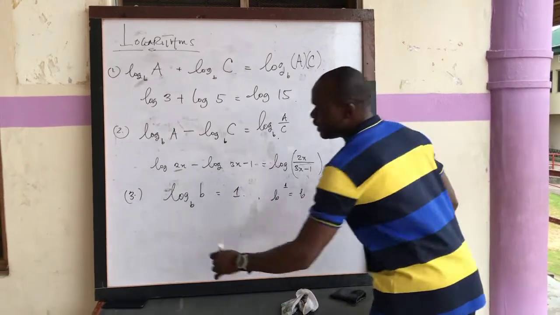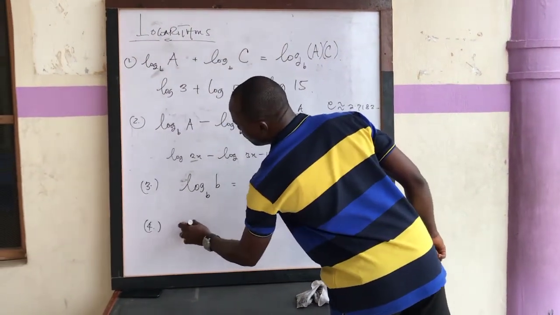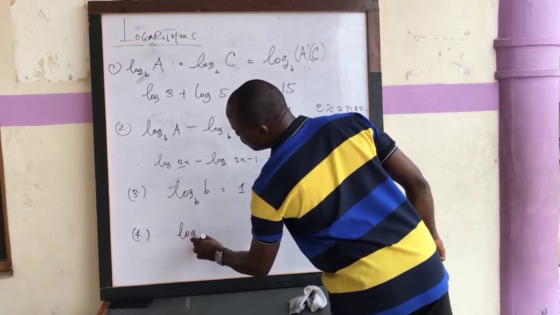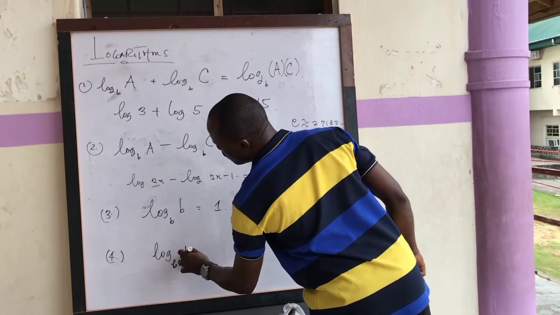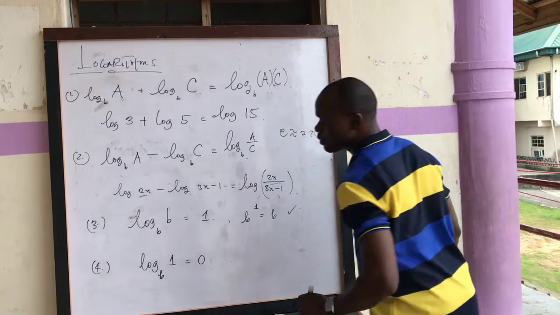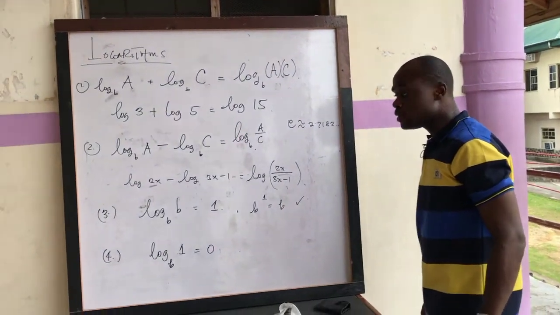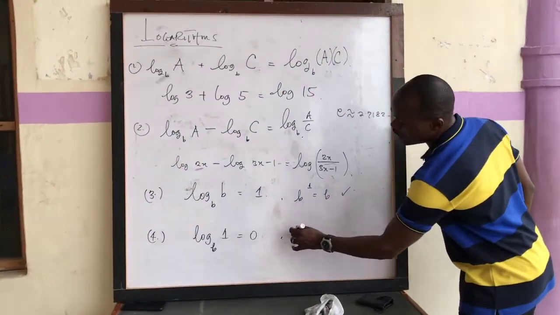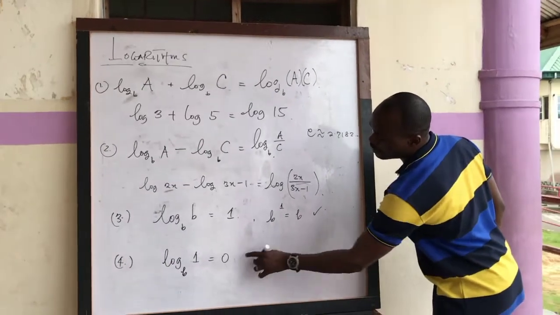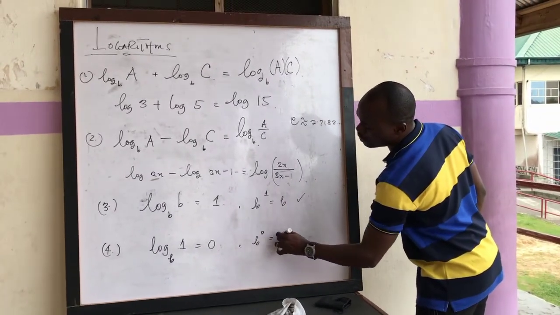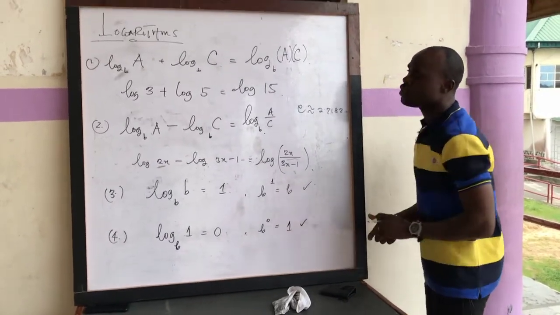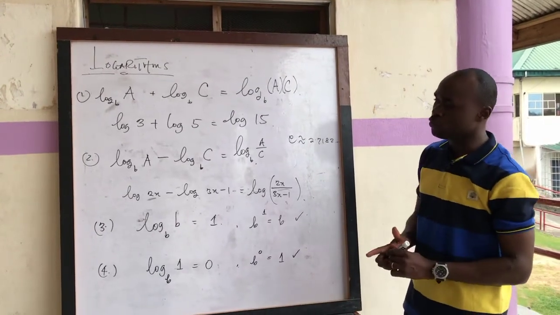So we leave by discussing the fourth rule, which is very important. And that also tells us that if we have this, it is going to give us 0. Is that true? Yes, that is true. Because if we rewrite this as b raised to the power of 0, and you see that is actually 1. That is true. So please, I have discussed 4 rules.